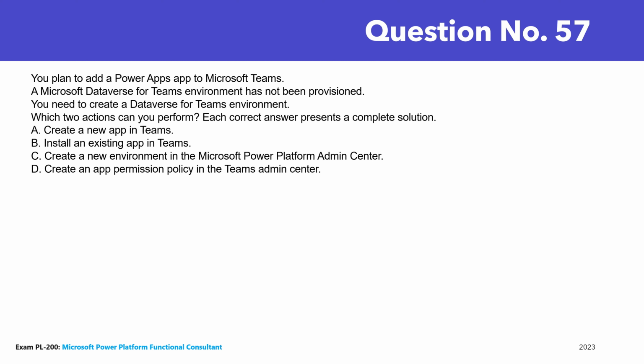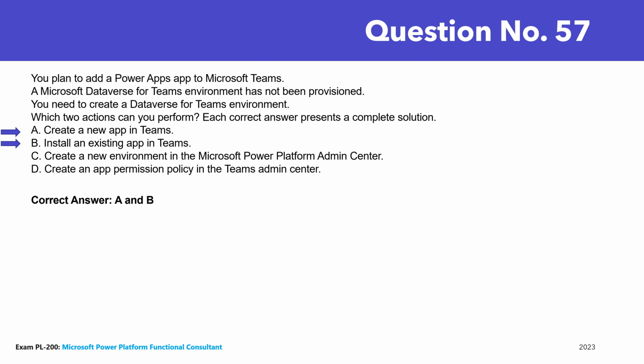A. Create a new app in Teams. B. Install an existing app in Teams. C. Create a new environment in the Microsoft Power Platform Admin Center. D. Create an app permission policy in the Teams Admin Center. Correct answer, A and B.